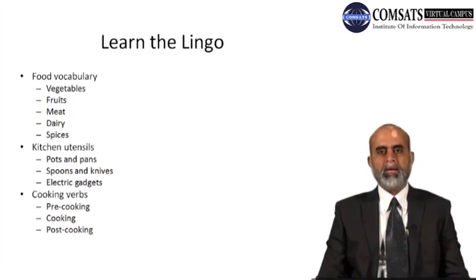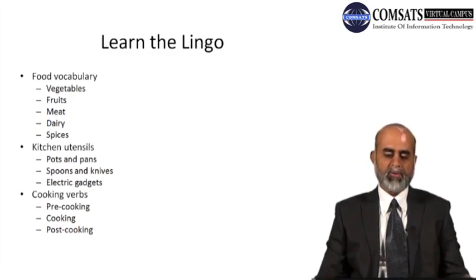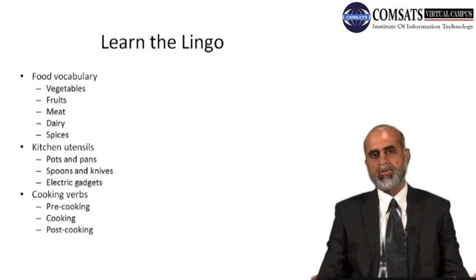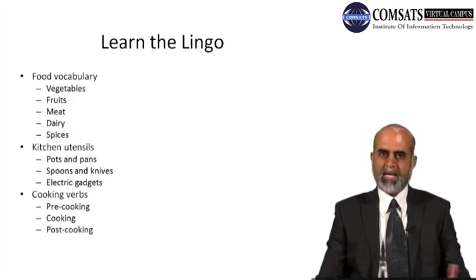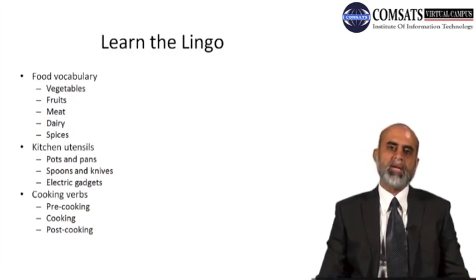Then you need to learn the names of the gadgets and the pots and pans that you use while you are cooking. These are called kitchen utensils. You need to know the English names of these pots and pans and spoons and knives. And nowadays there are lots of electric gadgets that are used in cooking. We need to learn that as well.